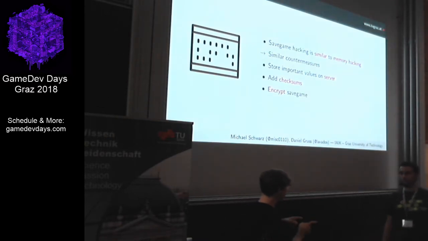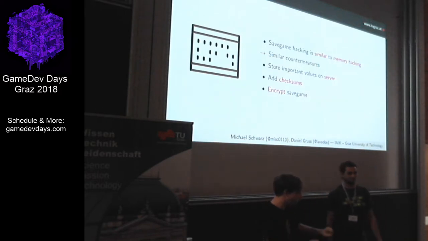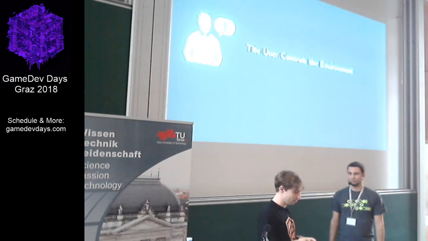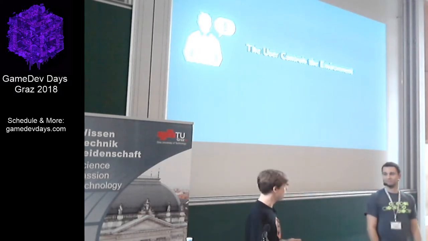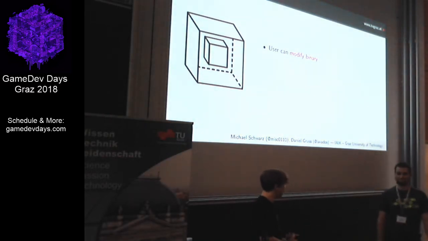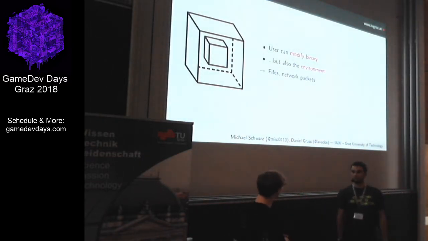I talked a lot about user input already, but there's also another aspect here. It's not just the input, like save games, the stuff sent over the network, or the things I type. It's also the entire environment, right? Where I run the game. So your operating system. Basically, the user can modify anything. The user can modify the binary. They can modify whatever they like: files, network packets that are sent or received from the game.